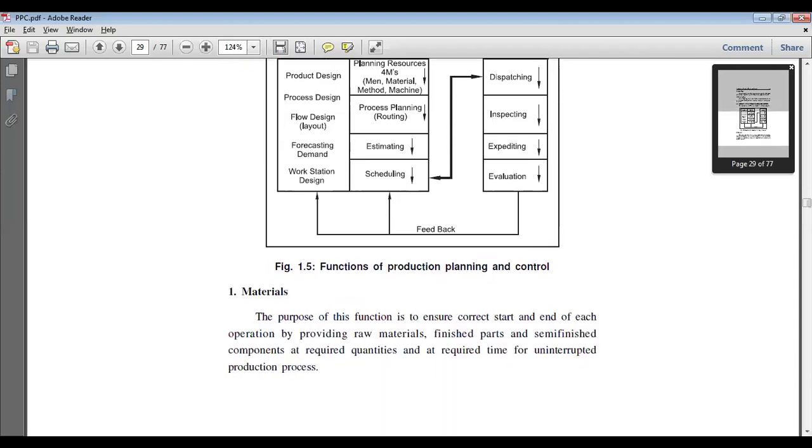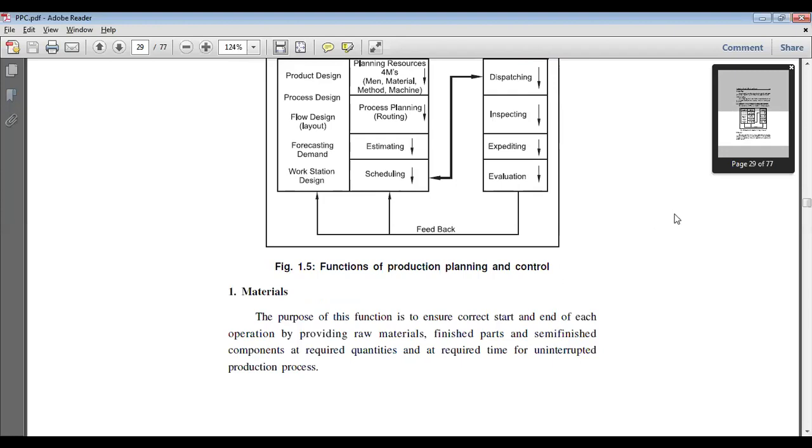So the purpose of this function is to ensure correct start and end of each operation by providing raw material, finished parts, and semi-finished components at required quantities and required time for uninterrupted production processes. As I discussed earlier, and right now again I'm discussing, materials play a very important role for productivity. So the right material and right material availability at the right time is the key to success of any manufacturing facility. So inventories are there.